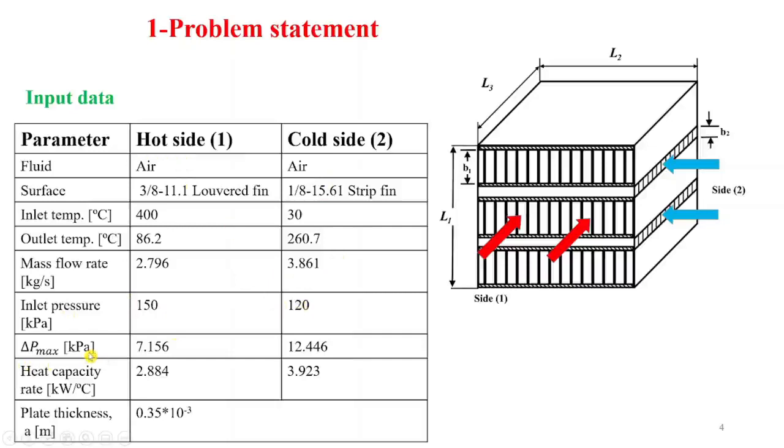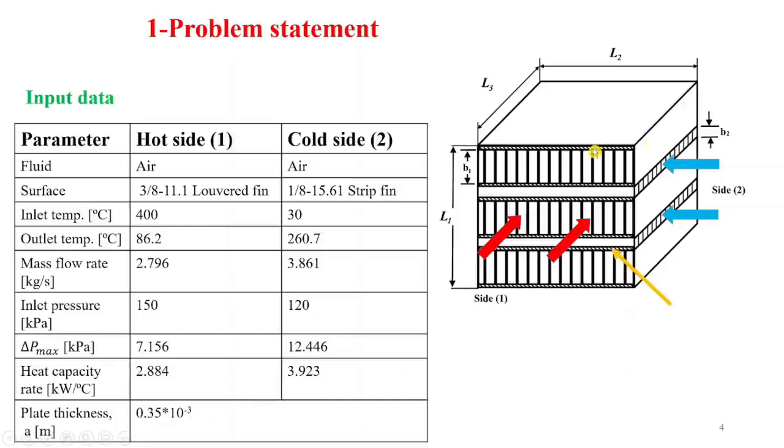The allowable pressure drop for the hot side is 7.156 kilopascal, and the allowable pressure drop for the cold side is 12.446 kilopascal. The heat capacity rate, which is the mass flow rate times the CP, the specific heat, is 2.884 for the hot side and 3.923 for the cold side. The plate thickness is 0.36 times 10 to the power minus 3 meter.